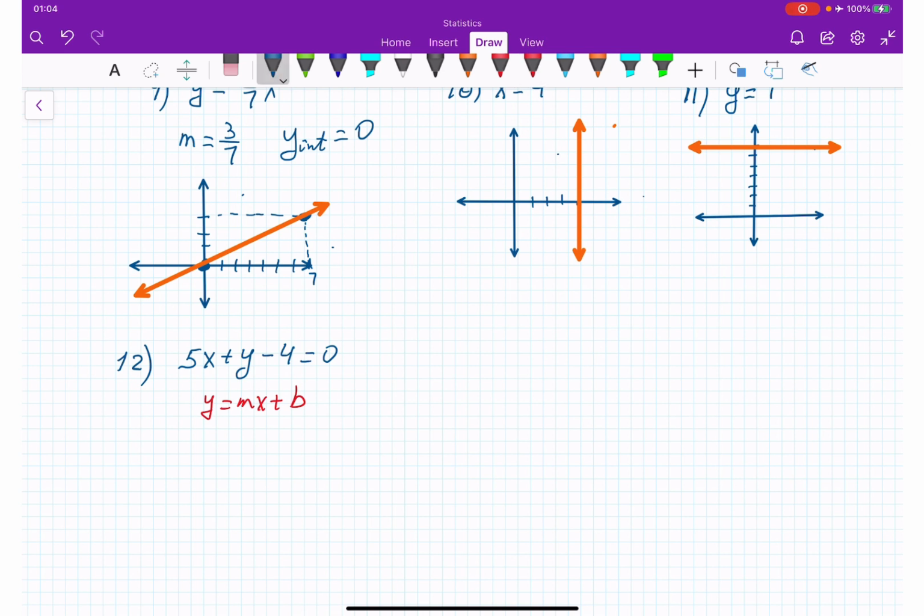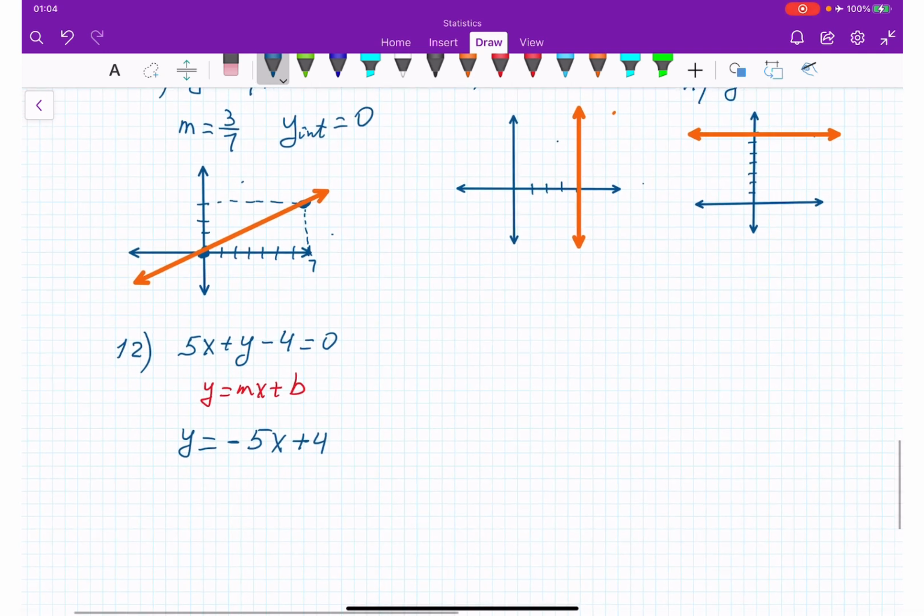So let's see, y is equal to... I'm going to move negative 4 to this side, and I'm going to move 5x to this side. And it's going to flip the sign. So 5x was positive, it's becoming negative 5x. Negative 4 will become positive 4. So this is our slope-intercept format. Okay, that's question A.